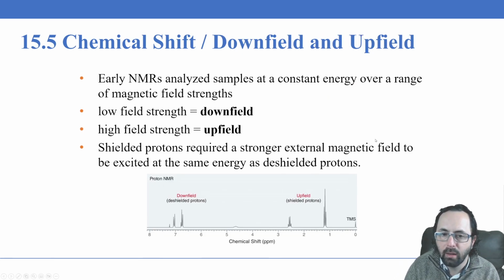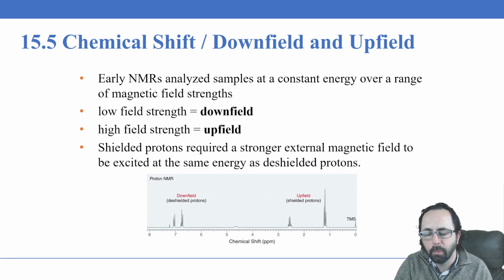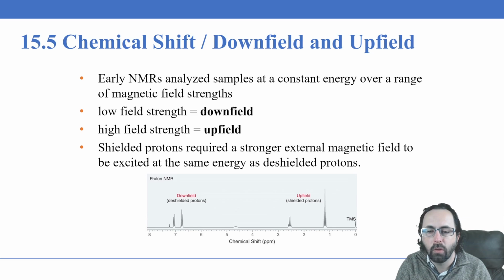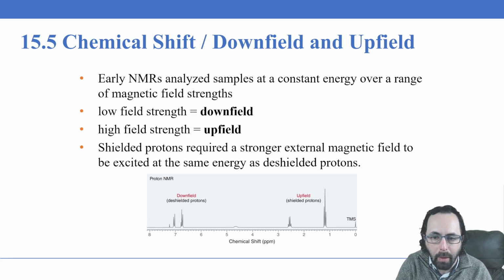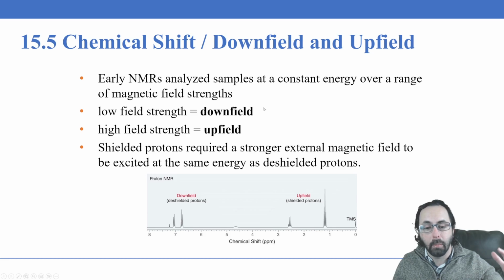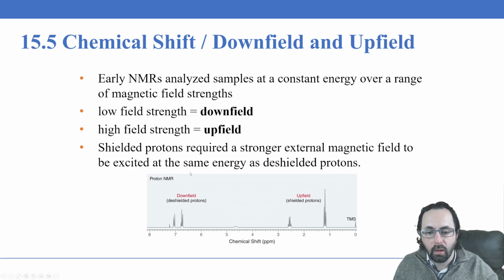So as I was mentioning before, when NMR spectroscopy was first coming out, they would use a constant energy, and then they would operate over a range of magnetic field strengths. And so some terminology came about due to that. When we said there was a low field strength here, and a certain amount of light was absorbed, at a higher field strength, that would be a higher amount of light. But for the lower field strength, we called it downfield, meaning lower magnetic field strength.